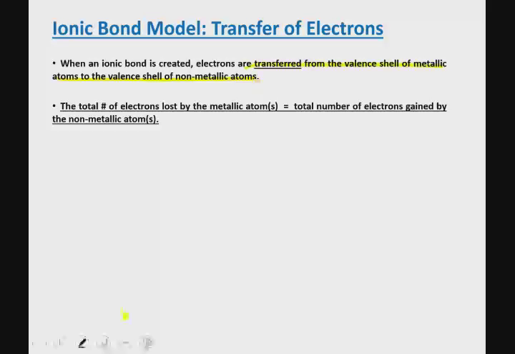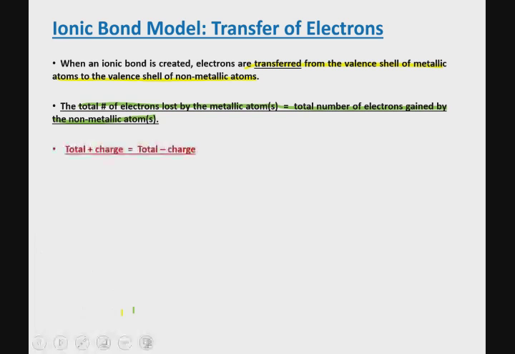Something that is very important to remember when you are trying to figure out the chemical formulas of these compounds is that the total number of electrons lost by the metallic atom must equal the total number of electrons gained by the non-metallic atoms. In other words, if a certain atom or atoms were to donate a total of 4 electrons, then the non-metallic atom or atoms should be accepting those 4 electrons. The transfer has to be even. And this is a very important idea to keep in mind.